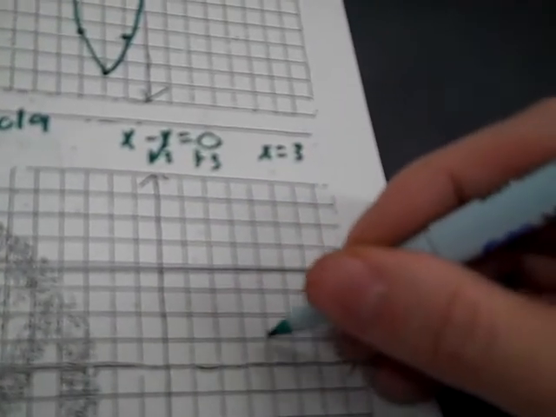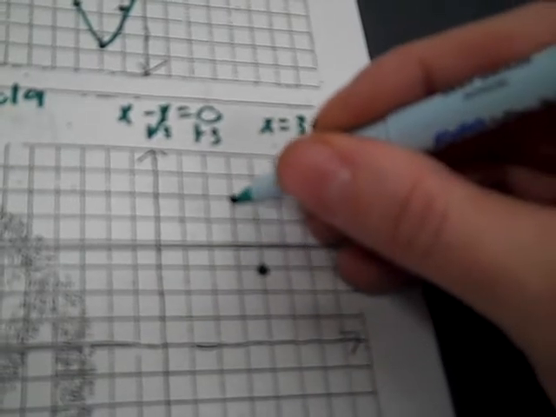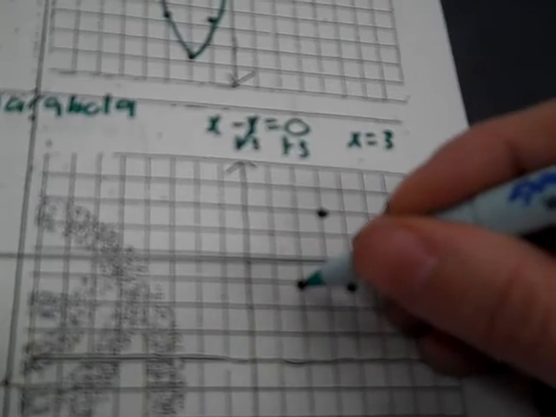Okay, so 4, 3. So 1, 2, 3, 4, 1, 2, 3. 3, 6, 1, 2, 3, 1, 2, 3, 4, 5, 6. 2, 3, 1, 2, 1, 2, 3.